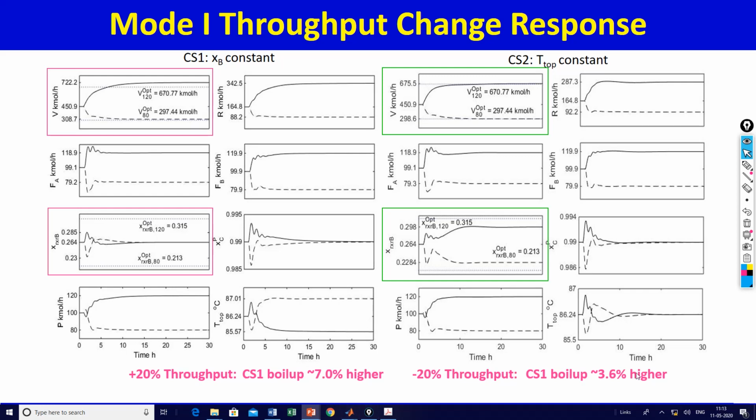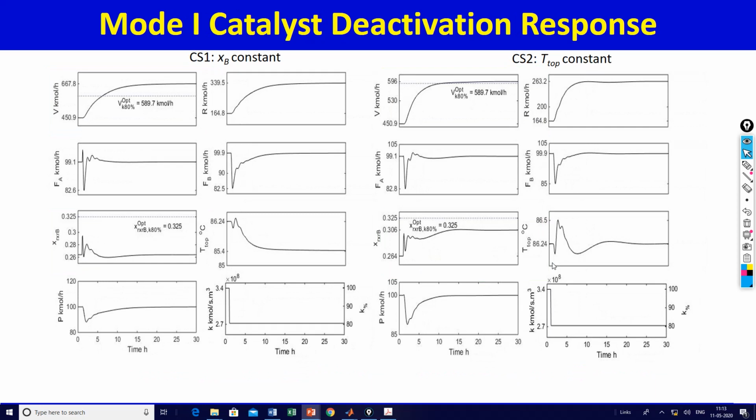Why is this crucial? 7% doesn't seem like a lot. Well, if you consume less steam, let's take the average of these two, so maybe 4.5-5% less steam throughout the year because you're using CS2 instead of CS1, integrated for an entire year, that will convert into lots of savings, crores of rupees of savings, or millions of dollars in savings.